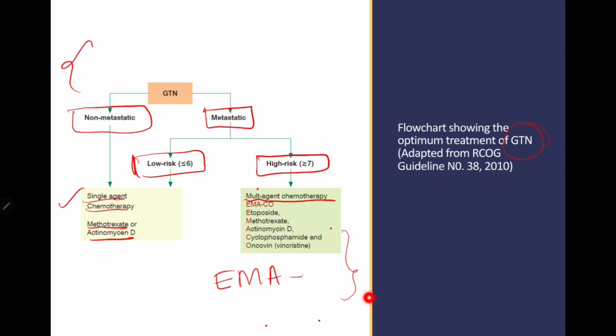Very important. What is the multi-agent chemotherapy? EMA-CO. E for etoposide, M for methotrexate, A for actinomycin D, C for cyclophosphamide, O for oncovin or vincristine. So for high risk, how am I going to treat? Multi-agent chemotherapy, EMA-CO.